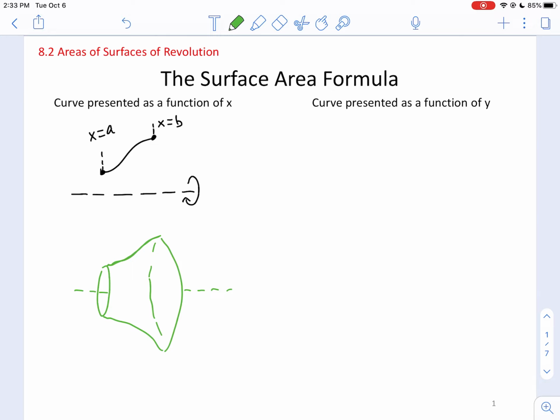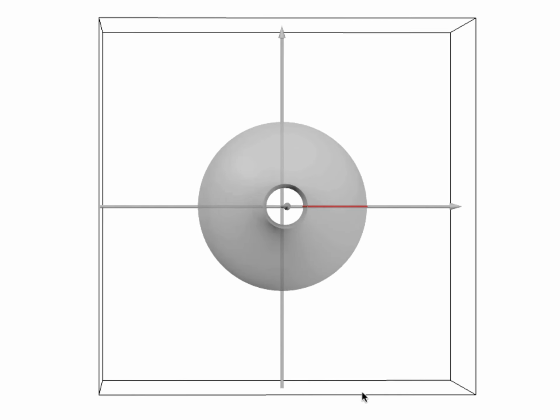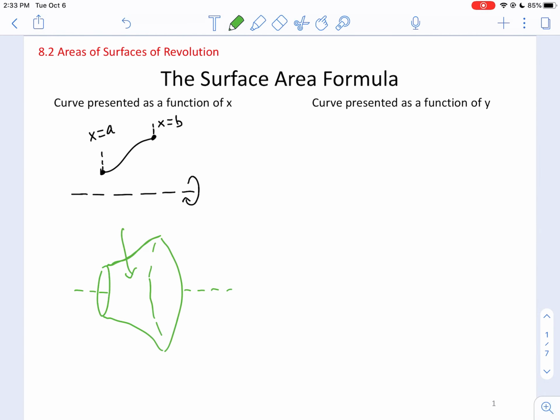Now, mind you, we're not revolving an area to create a solid. I'm revolving only the arc to create a surface. This is like the skin of a solid. And we want to determine what the surface area is of that solid. And it does not count the circular caps.